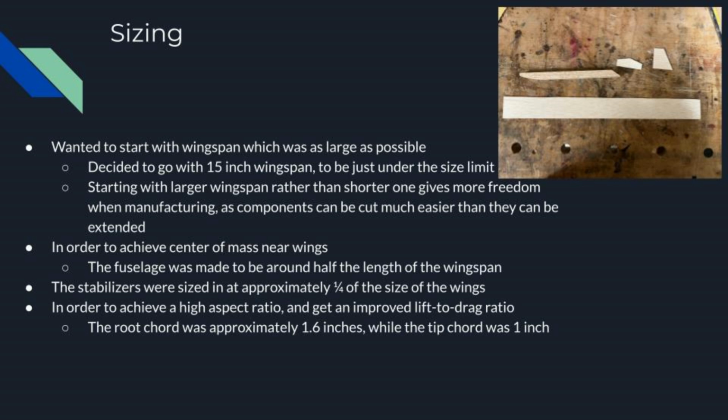In order to achieve a center of mass near the wings, the fuselage was made to be around half the length of the wingspan. The stabilizers were sized at approximately 1/4 of the size of the wings, and in order to achieve a high aspect ratio, the root chord was approximately 1.6 inches, while the tip chord was 1 inch.